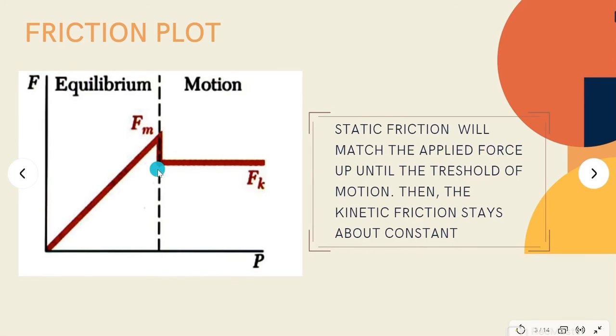So, to keep the object sliding, we still need to apply force, and this is the kinetic friction. We can see that the value of kinetic friction remains constant as we do not need to apply as much force to keep the object sliding as we needed to originally break free of static friction.